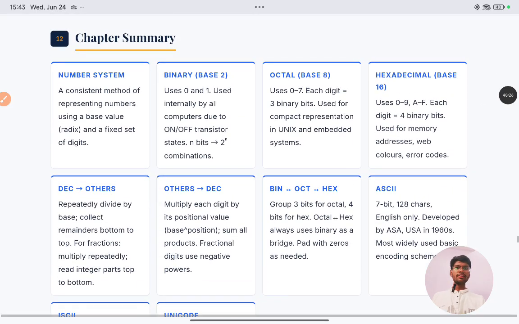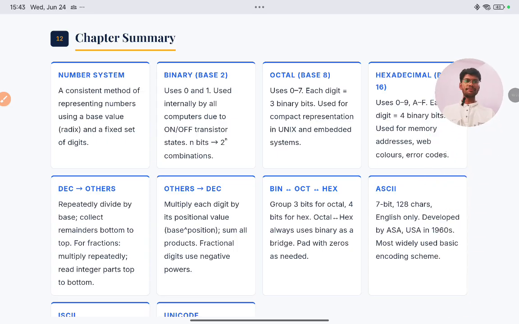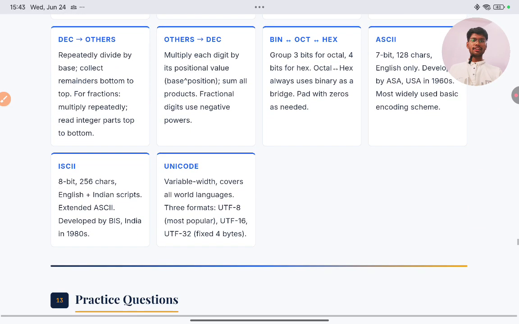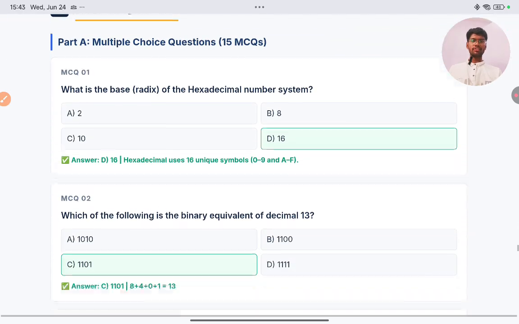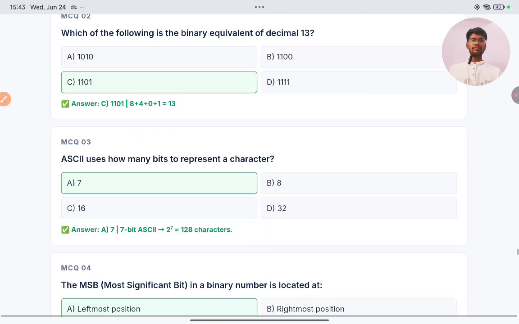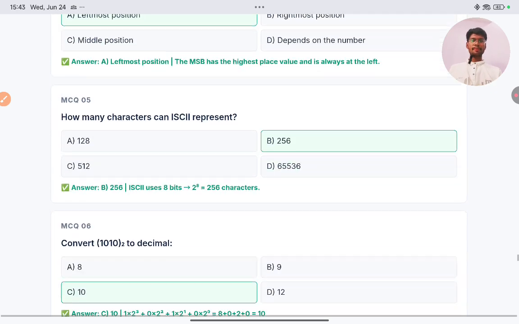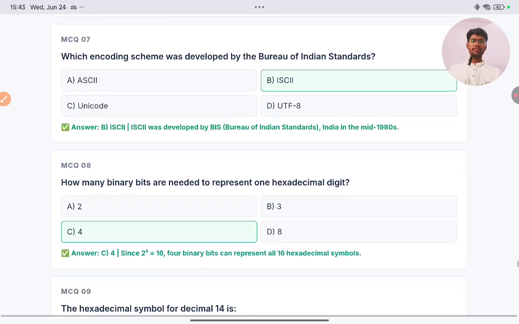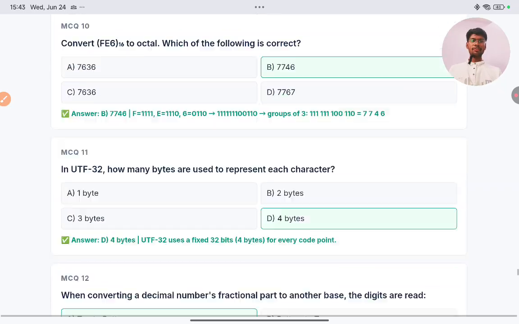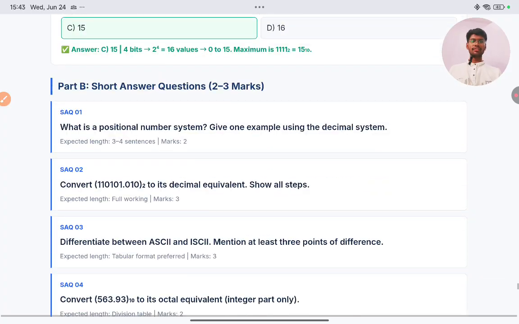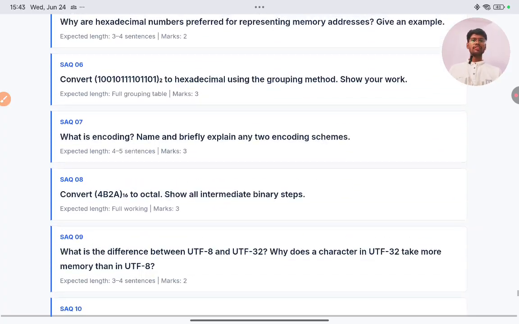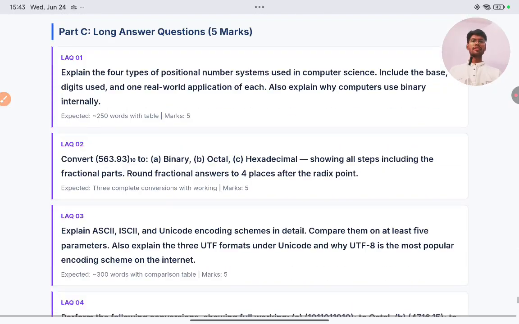But that's most of it. You can see the chapter summary here. Some practice questions are for your reference. You can take screenshots of them. Some random questions are here. If you want to take screenshots, just see this and quickly take it. Important questions.